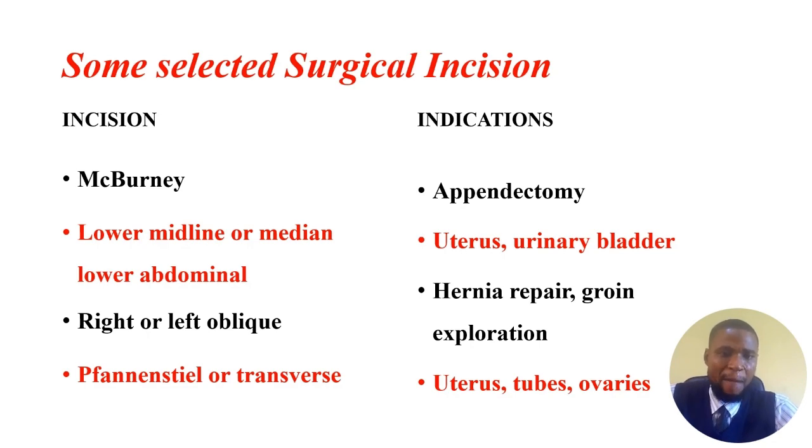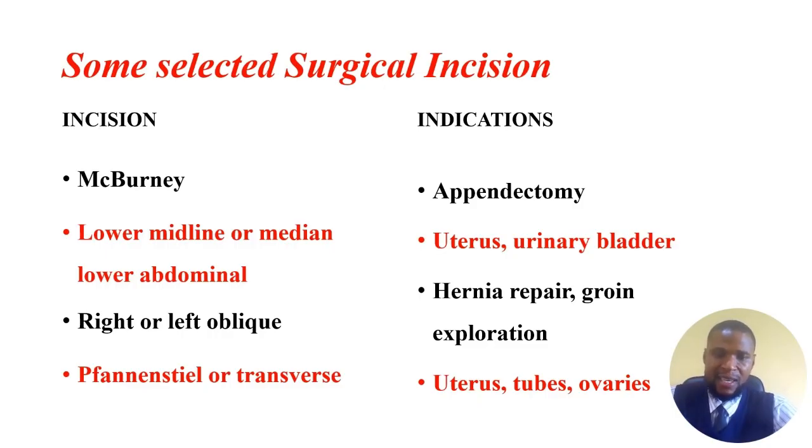The next one is lower midline, or midline lower abdominal. This can be used to access any organs below the umbilicus. So you can use it to access the uterus and the urinary bladder. Usually, if you want to do a cesarean section using lower midline, they can use this kind of incision. Now, the next one is right or left oblique. It can be used for hernia repair or groin exploration.